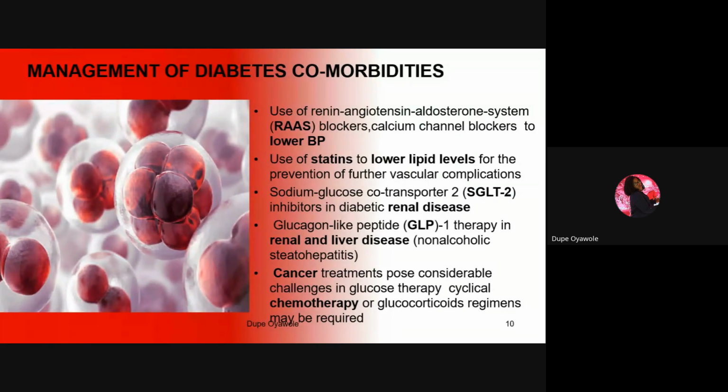Then for cancer, like I mentioned, the chemotherapy corticosteroid regimen may be required when the patient is on it. Okay.